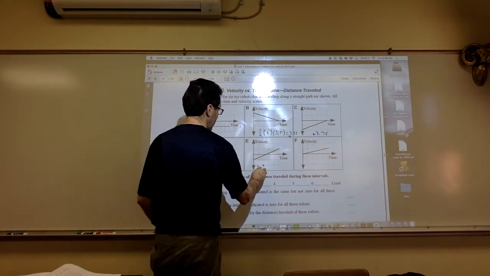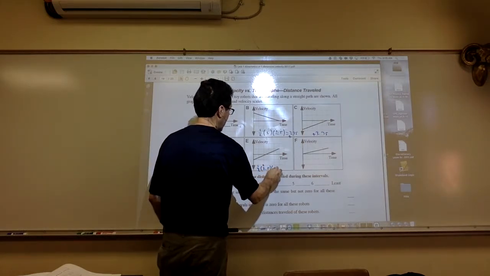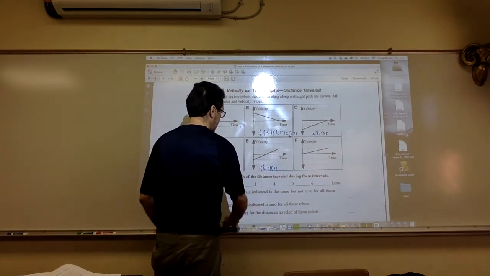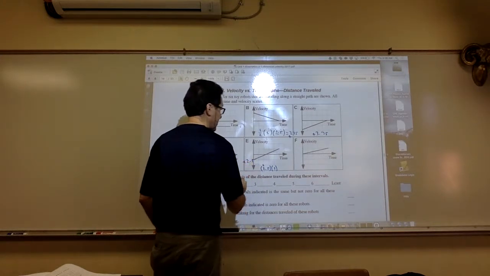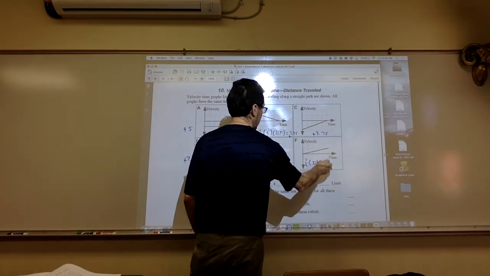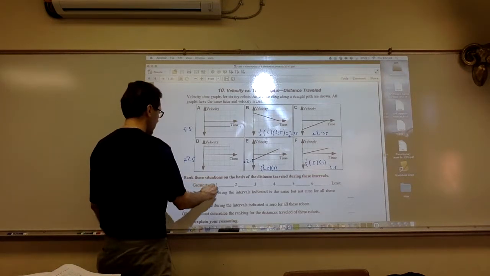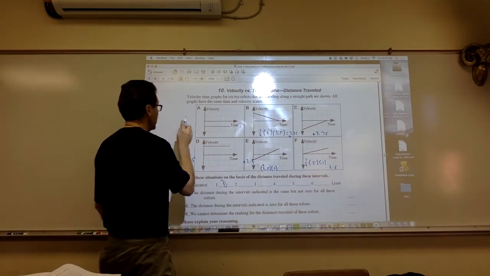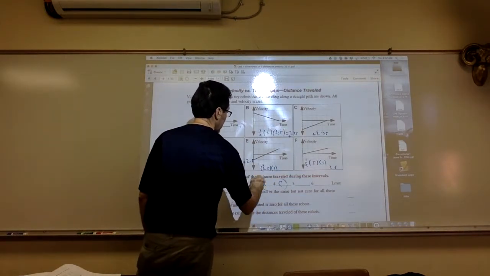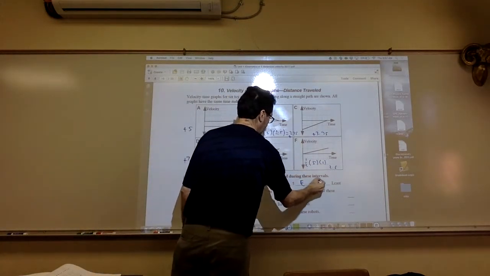So this is going to be half the base, which is 2.5 times the height, which is 1, but I have to add the other piece to it, so it's going to be twice as much. So this is just going to be positive 2.5. That's the distance. This one is going to be half base of 5 times the height of 1, so this is going to be 2.5. So in terms of distance, it looks like D goes first, then comes A, B and C are equal, and then E and F are equal and less.